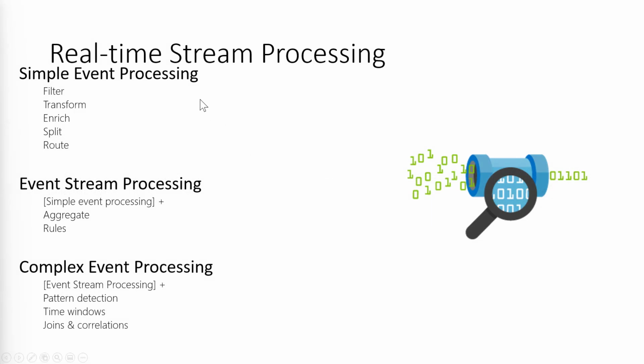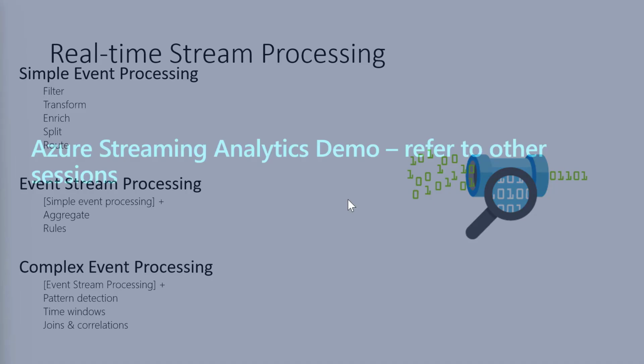With Streaming Analytics, it supports complicated event processing. Not only does it support simple event processing like filter, enrich, and split, it also supports event stream-based processing like aggregate rules. Lastly, it also supports more complicated event processing like time windows, joins, correlations, and pattern detection.